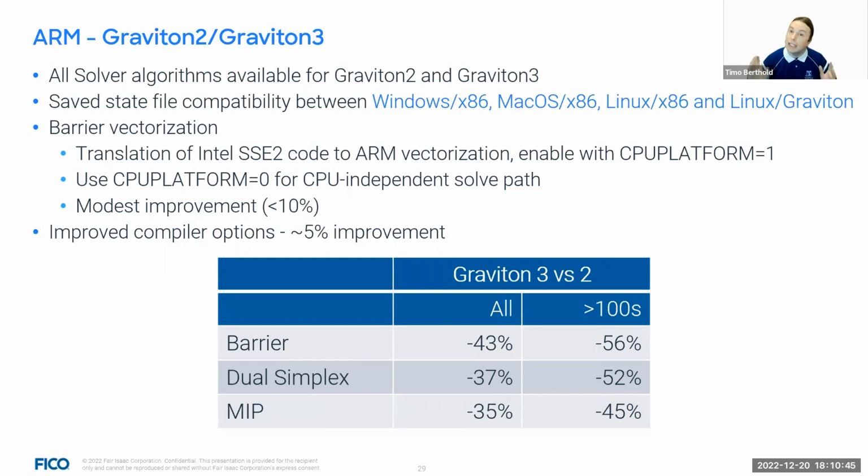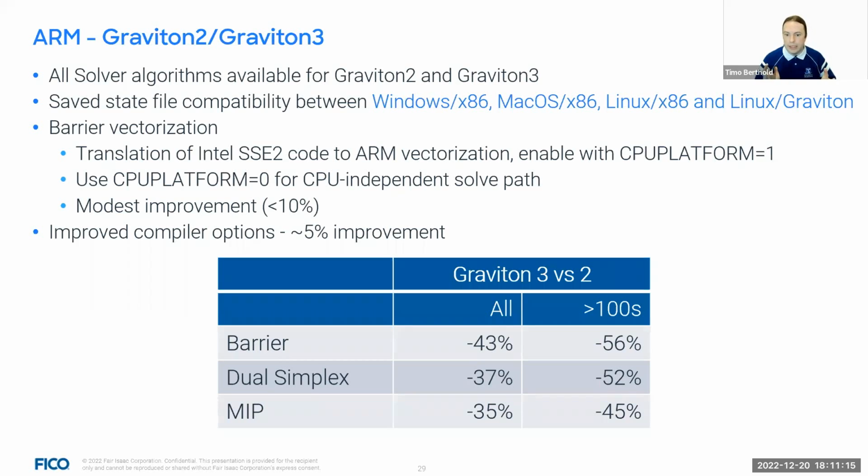And reminder, yes, it is true, you will have save file compatibility between Windows, Mac, Linux x86 and Linux Graviton, and solution path consistency. This is great for all our partners, OEMs, everyone who has to work with clients that use Xpress themselves. Because this feature, path consistency, makes reproducibility so much easier.